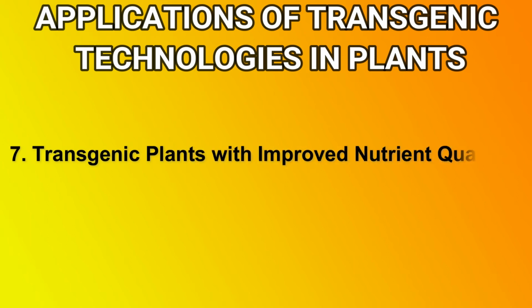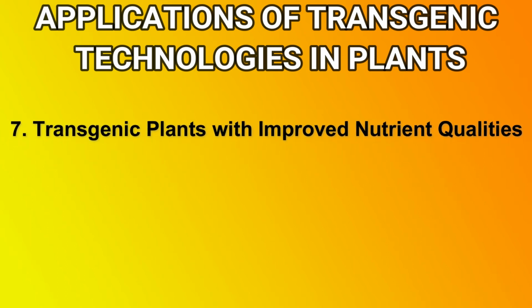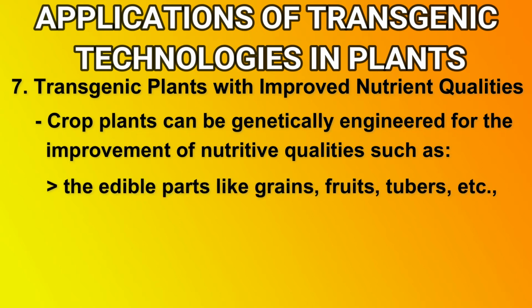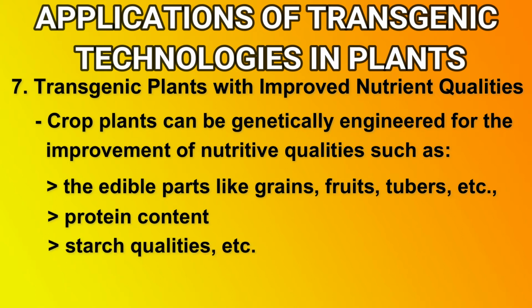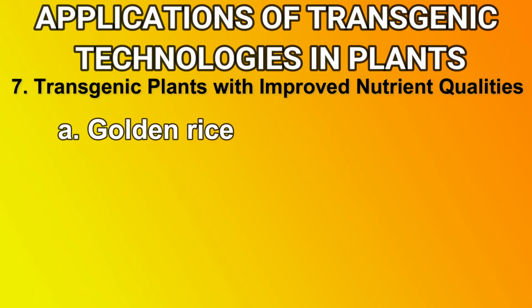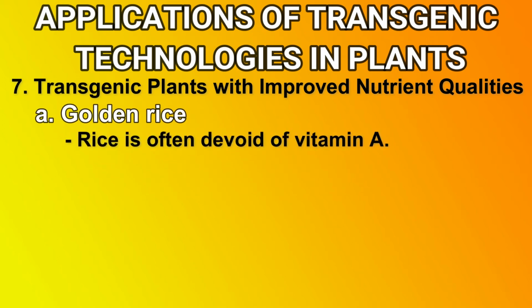Number 7. Transgenic plants with improved nutrient qualities. Crop plants can be genetically engineered for the improvement of nutritive qualities such as the edible parts like grain, fruits, tuber, etc., protein content, starch qualities, etc. So here we will discuss golden rice. Rice is often devoid of vitamin A.